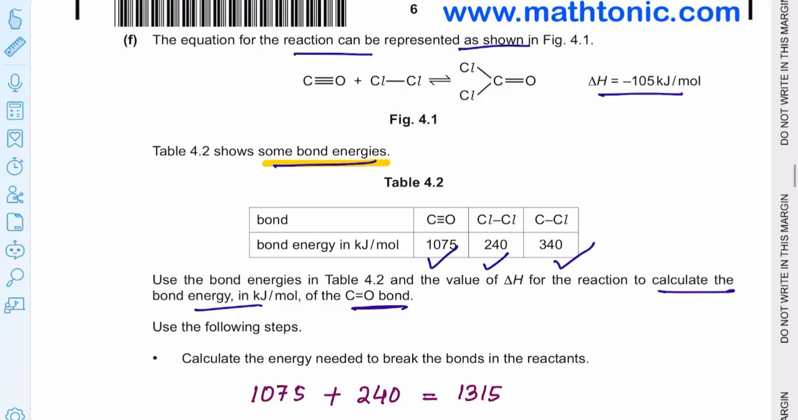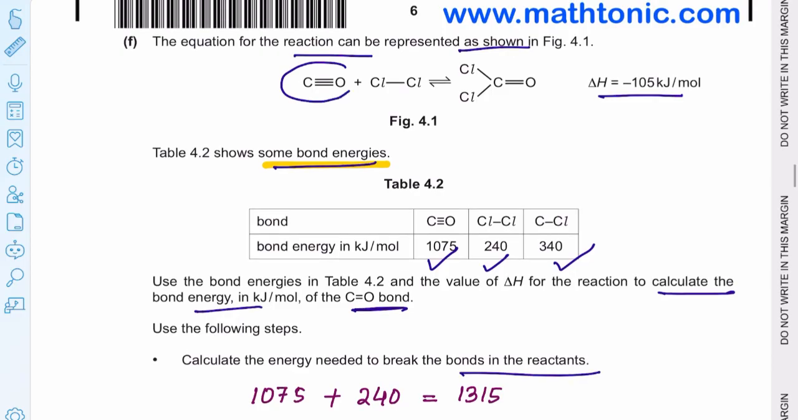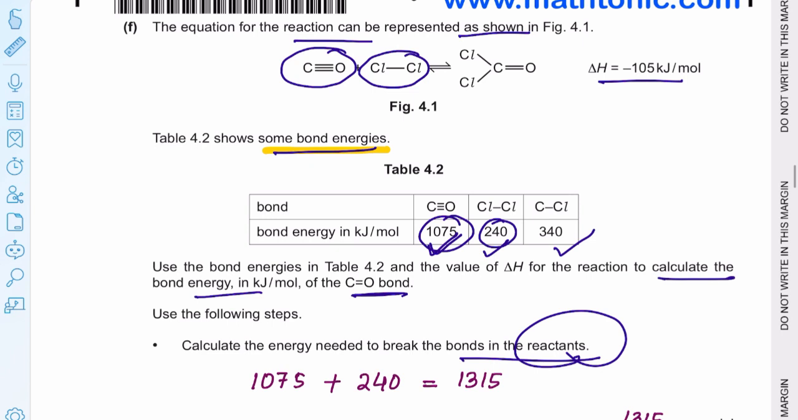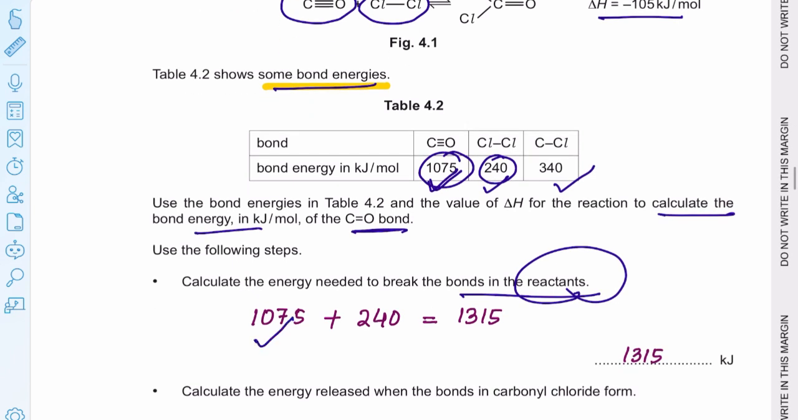In the reactants, correct? If you see here, this contains a triple bond, which is 1075, and this chlorine we have a single bond, which is given 240. So this is the reactant part. We need to find out the reactant energies, right? Please try to add these two values. We can say 1315 kilojoule.